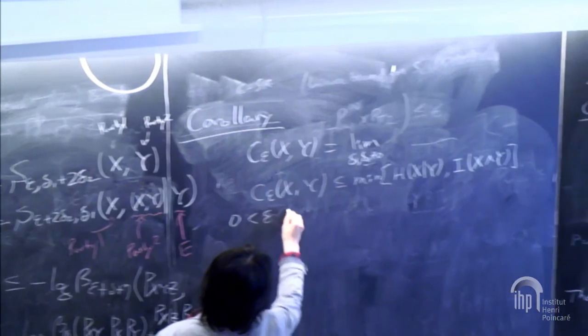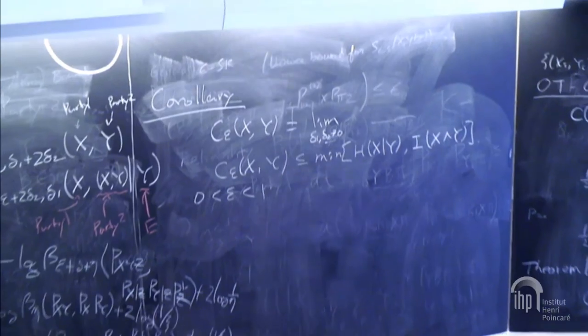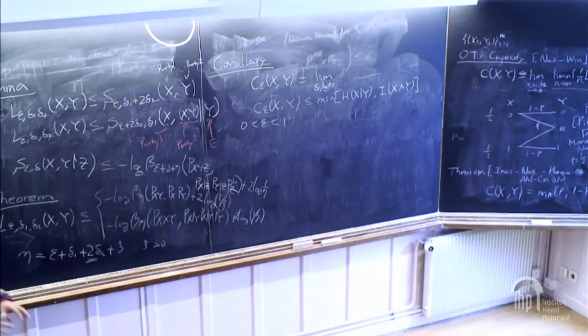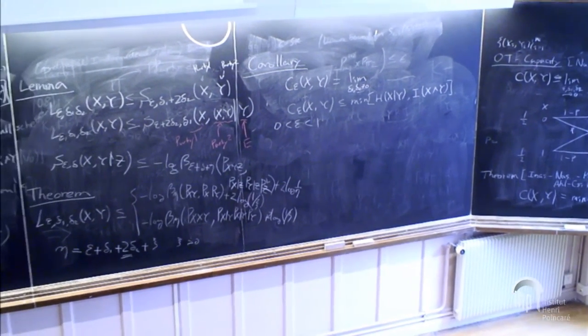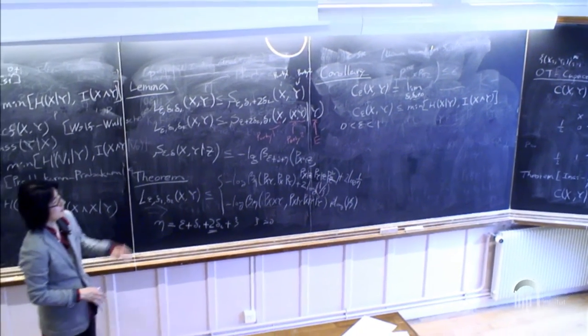For any delta 1, delta 2 that satisfy the constraints we get from there: psi plus delta 1 plus 2 delta 2 is less than 1, and the second constraint, psi plus 2 delta 2 plus delta 1 is less than 1. It's a kind of partial strong converse. Because of these two factors here, we cannot say strong converse for any epsilon, delta 1, delta 2. We have to take the limit of delta 1, delta 2.